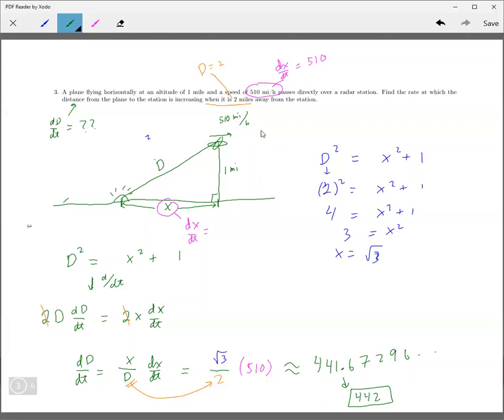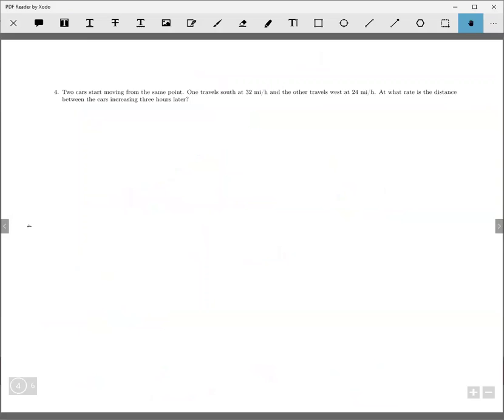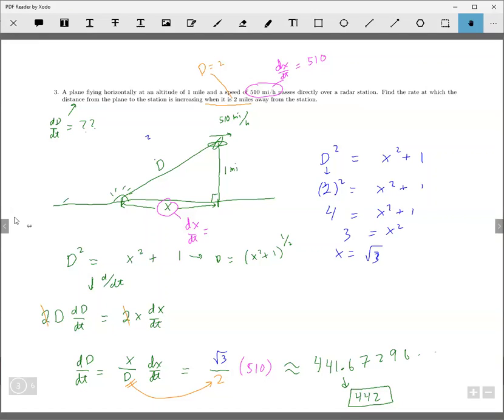Okay, so the key here is that you don't necessarily need to have D equals something in terms of x. We could have gone that route. We could have gone D equals the square root of that, and I think it would have worked out okay if we had done that. But there's no need to do that. You can do the problem without doing that. Okay. Any questions about that, by the way?